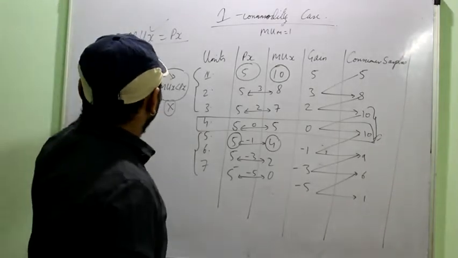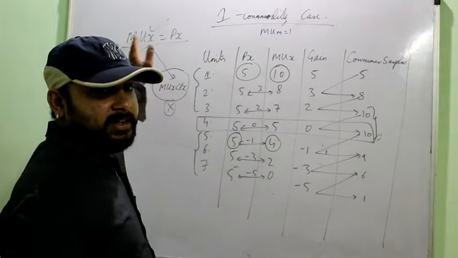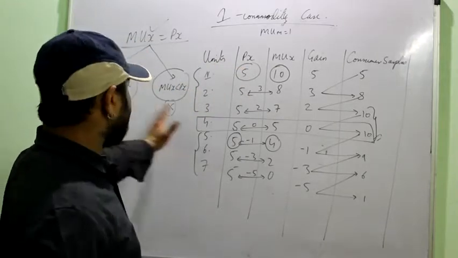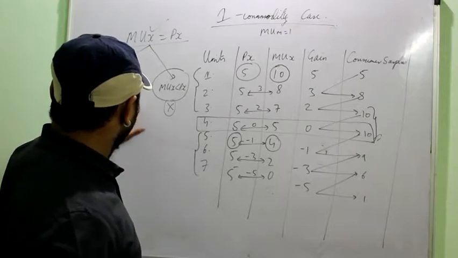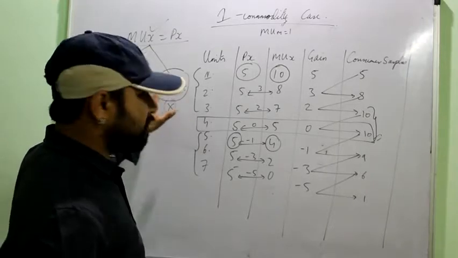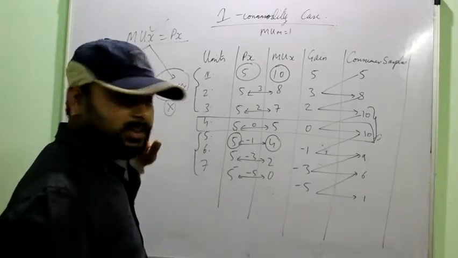Or if a question is asked to explain the condition MUX is equal to PX, you will follow this method. You will first write that these are the two possibilities, then you will explain why this is not the equilibrium and why that is not the equilibrium. So this is the point of equilibrium.